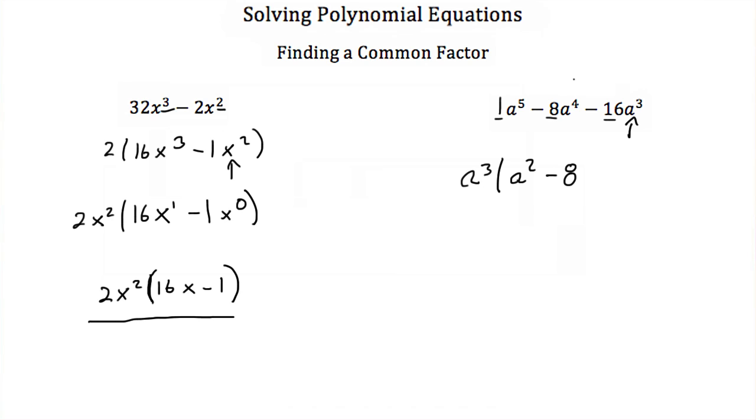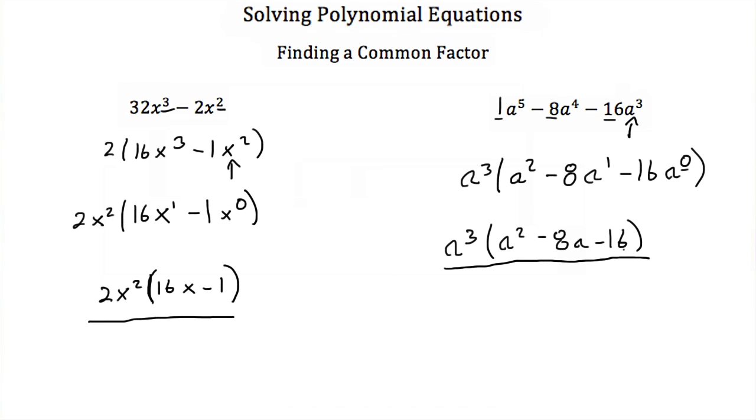And then we have an a to the 4th, but we're taking out 3 a's, so we're left with just 1. And then we have a 16 left over. And then this would be a to the 0, because we took 3 of them out, so we're left with 0. So our factored equation then is a cubed times a squared minus 8a minus 16. And this can't be factored any further. So this is our factored equation.